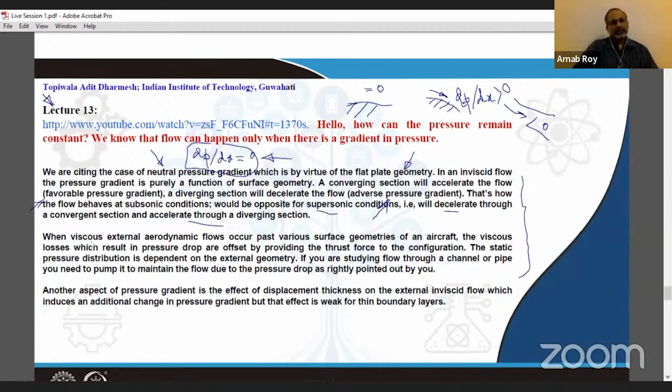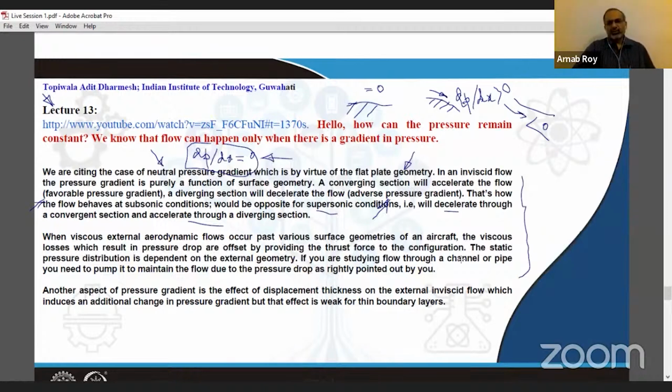Now, getting back to what we were discussing, that when viscous external aerodynamics flows occur past various surface geometries, let us say an aircraft when it is in flight, the viscous losses are continuously incurred because of the formation of the viscous layers, the boundary layers on the aircraft surface. And that would obviously lead to pressure loss, but that's basically offset by providing the thrust force to the configuration. And the static pressure distribution is dependent on the external geometry. For very thin boundary layers, it's almost like an inviscid case.